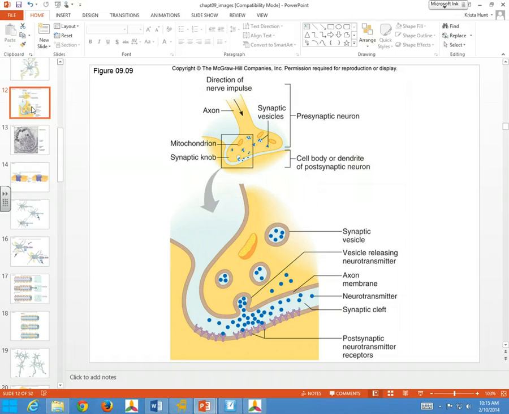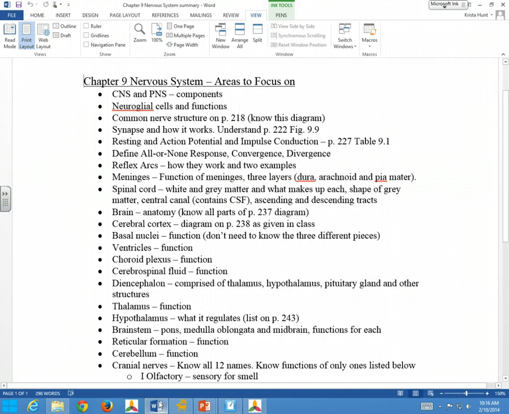Other questions, my friends? Yes? What is the difference between action potential and impulse conduction? Impulse conduction is just meaning you're sending that signal all the way down the neuron, all the way down the axon, all the way down the nerve. So that's just a part of it. Yeah, I mean, the action potential is that process of making it go.